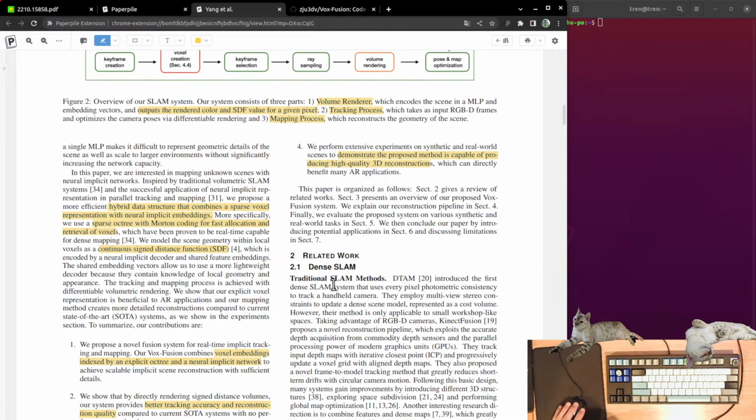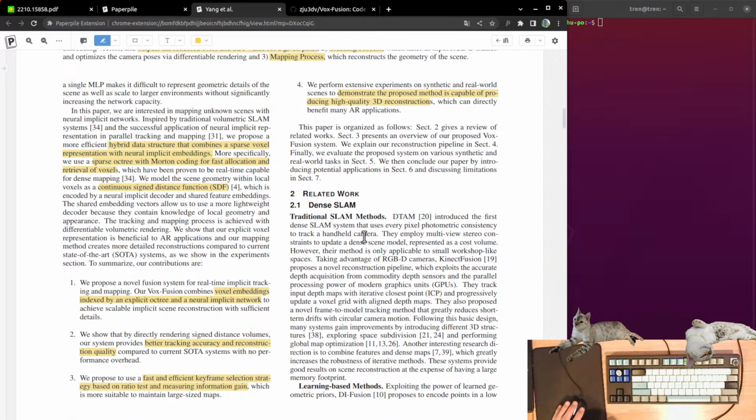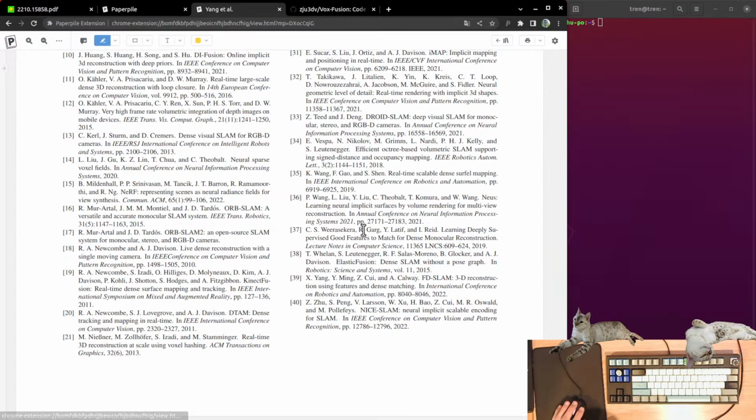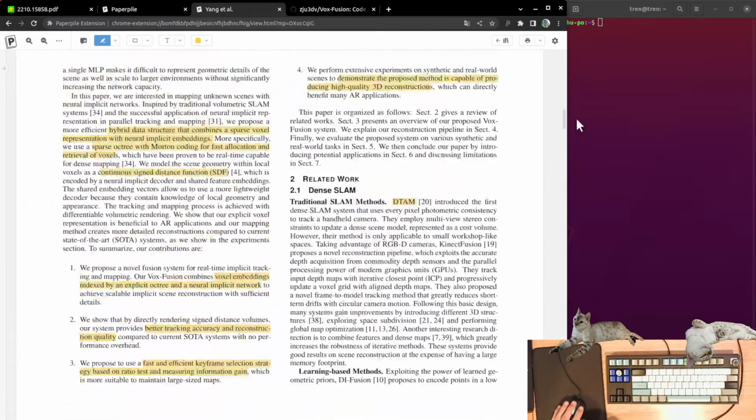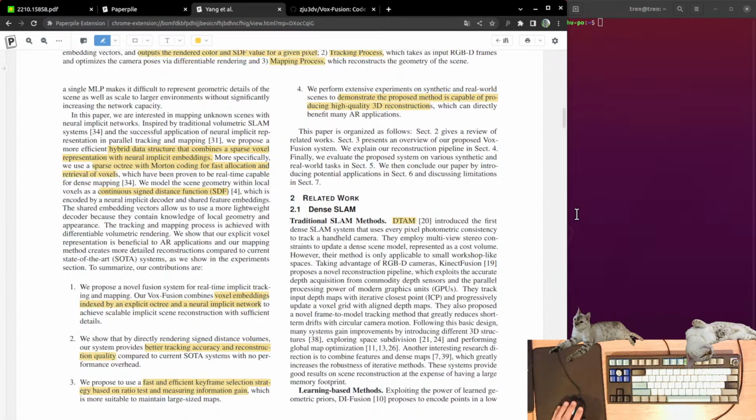DTAM introduced the first dense SLAM system that uses every pixel photometric consistency to track a handheld camera. So I wonder what this paper is. Citation 20. They're telling us that the first dense SLAM happened in 2011. I don't know about that. I would say there's probably an earlier reference than that. But I don't know. They employ multi-view stereo constraints to update a dense scene model.